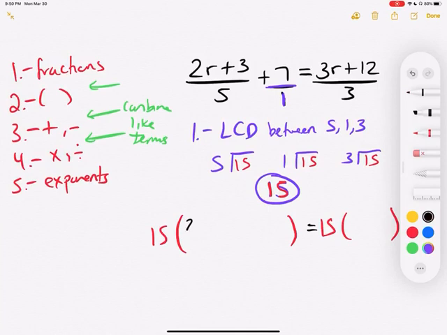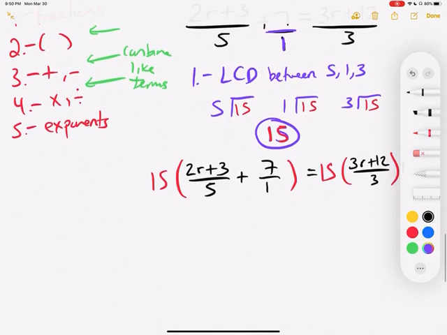So for the first fraction, that's 2r plus 3 over 5 plus 7 over 1. And on the right side, that's 3r plus 12 divided by 3. So as multiplying both sides of the equation times 15, I should be able to do this without any problems. Okay, now I'm going to distribute that 15 or try to get rid of those fractions. Okay, the first fraction that you're going to get rid of is 15 divided by 5. I'm going to do that fraction already. 15 divided by 5, that's going to be 3. The result is 3. And I still have to keep the top of that fraction, this 2r plus 3.